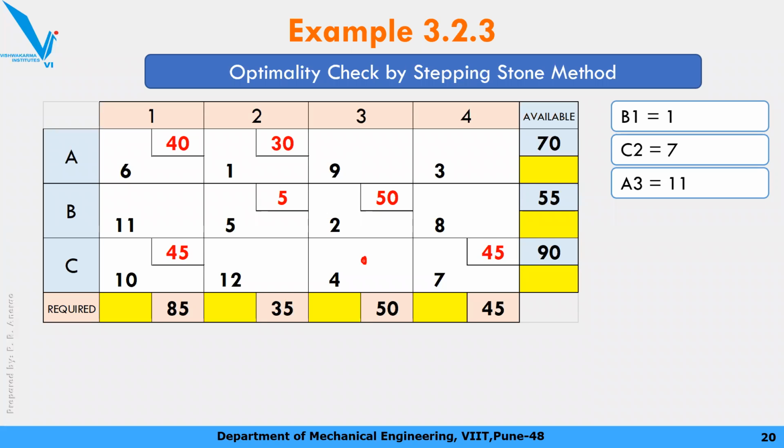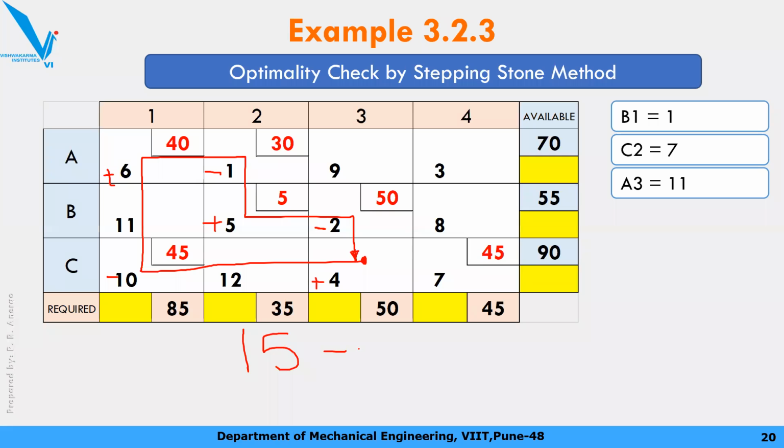We will jump to this location. The loop will be something like this. It will be a little complicated, but it will be something like this: positive, negative, positive, negative, positive and negative 2. So positive 6 plus 4, 10, plus 5, 15, negative 1 plus 2, 3, plus 10, 13. So the improvement index at this location is a positive number, again no gain.